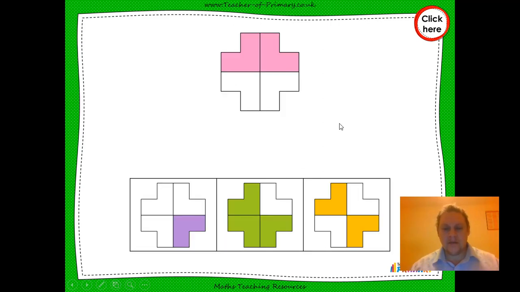What about this shape? We've got 2/4. We've got 4 in total, 2 of them are shaded, 2/4. Can we see 2/4 down the bottom? This is 1/4, isn't it? This is 3/4. Here we've got 2/4.